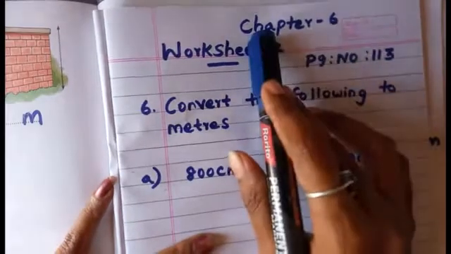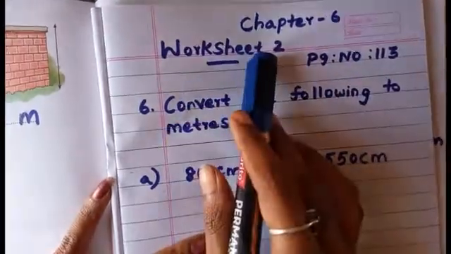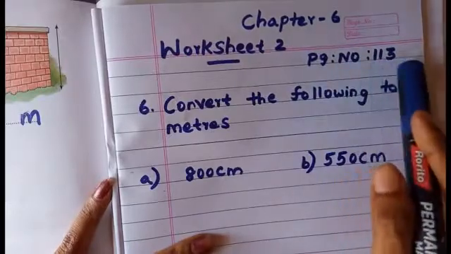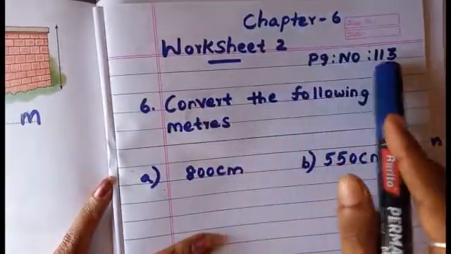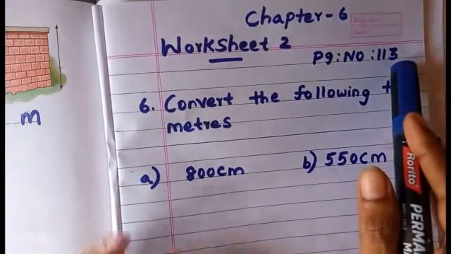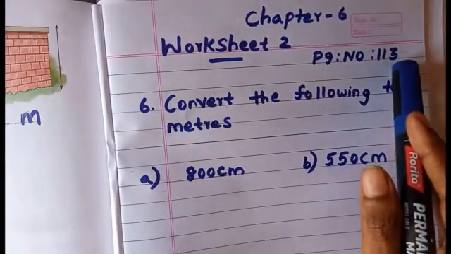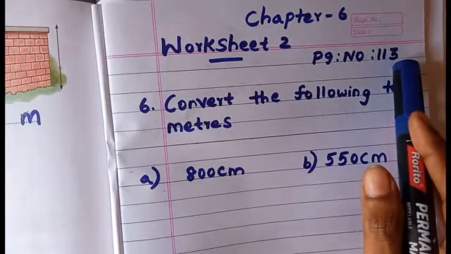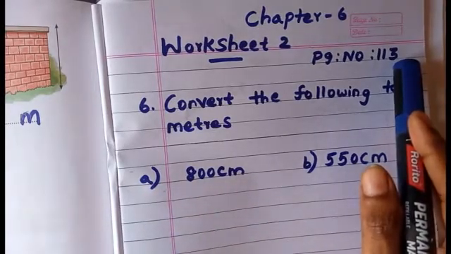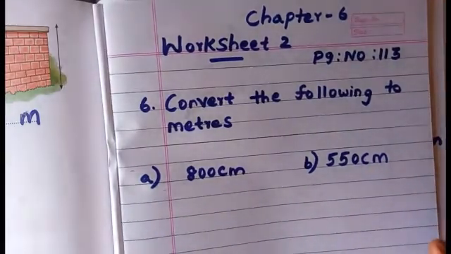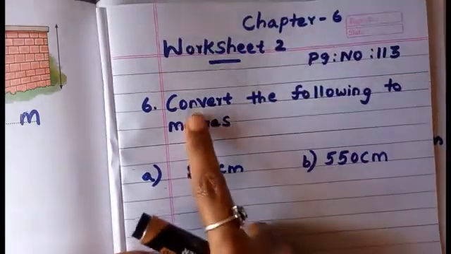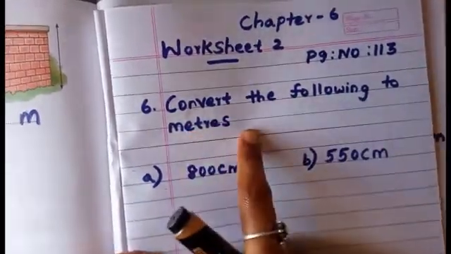Chapter 6, worksheet 2, page number 113. The meters measurement lesson is a little difficult, and you are studying it in this semester only. So once again I am recalling all the sums. Just listen carefully. Here you have to convert the following to meters.